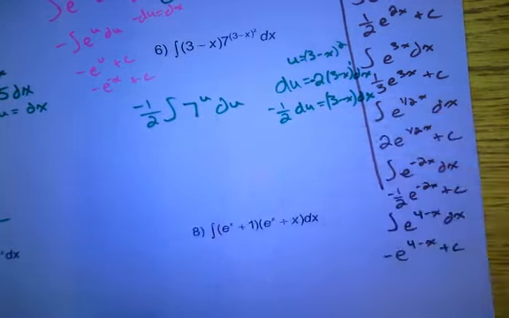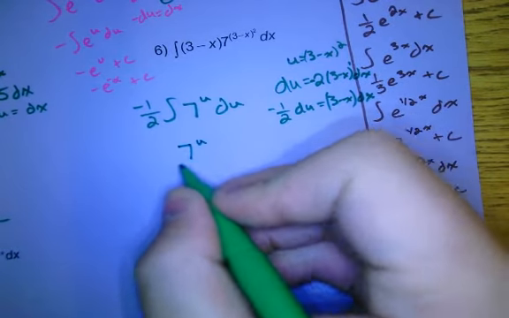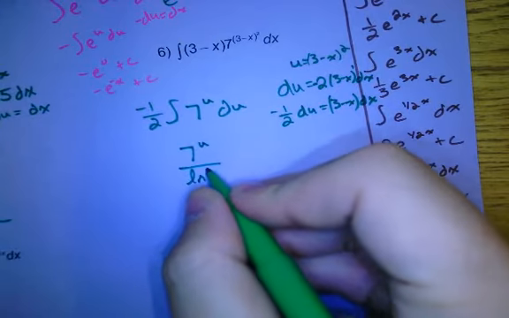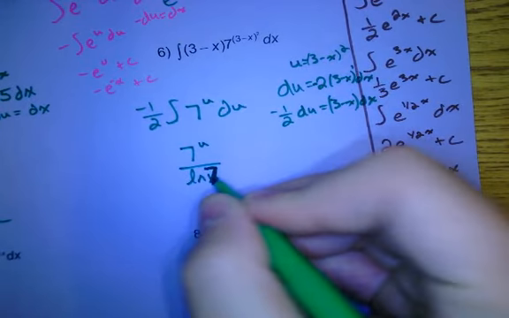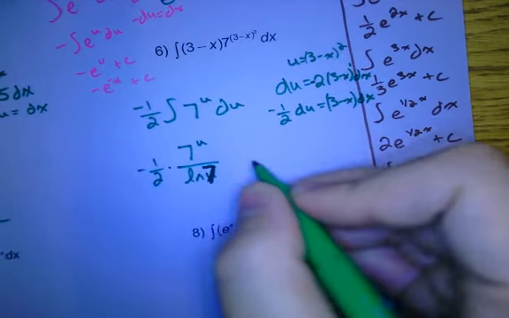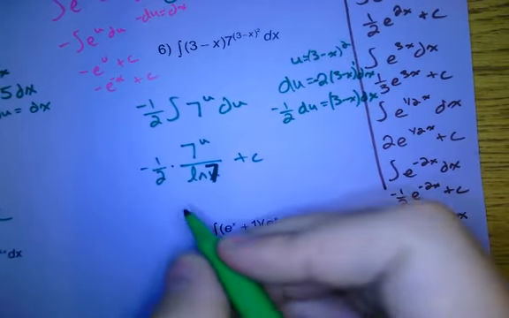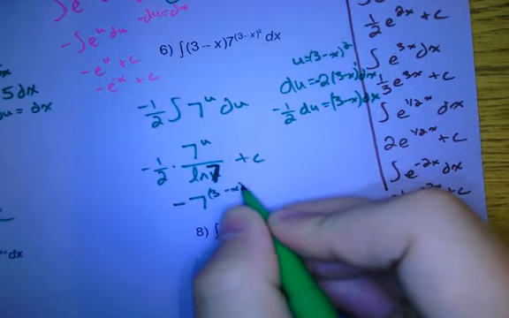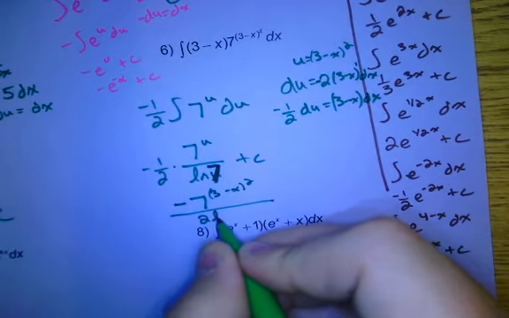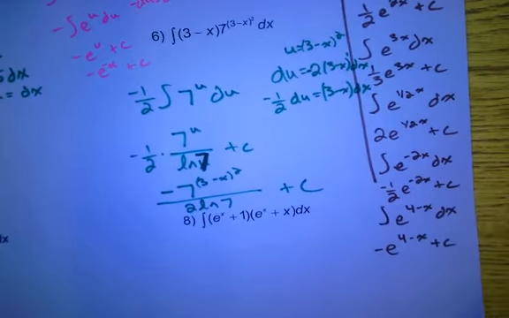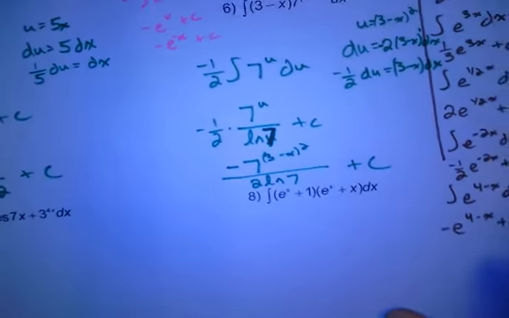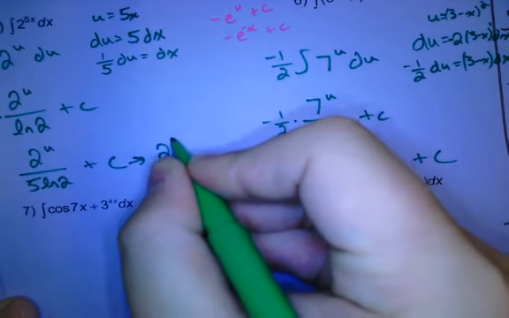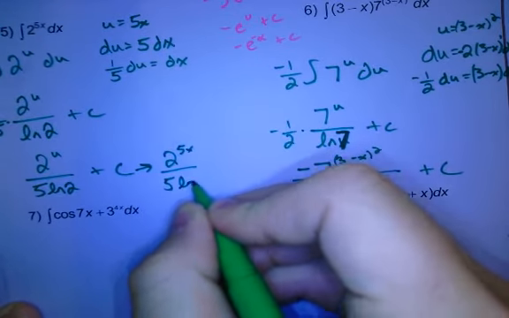Antiderivative of 7 to the u is? Not ln u, ln 7. Got that negative 1/2 out in front, plus c. Now let's plug it back in. I'm going to get negative 7 to the 3 minus x squared all over 2 ln 7 plus c. Let's go back to my last problem here. If I plug my u back in, this should really be 2 to the 5x over 5 ln 2 plus c.